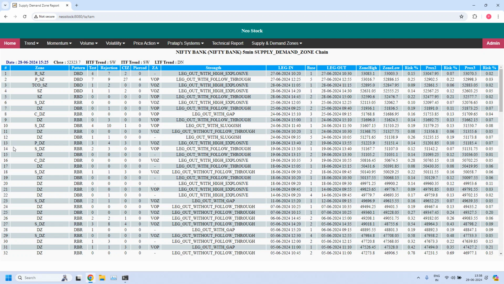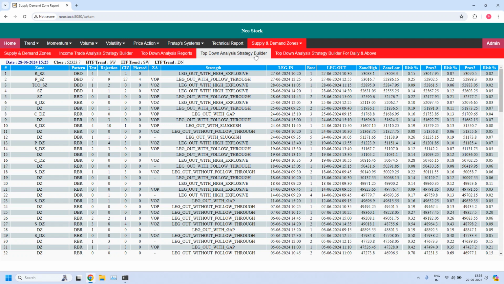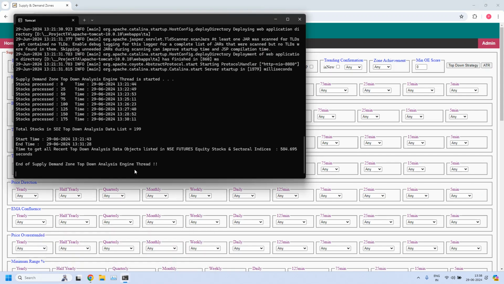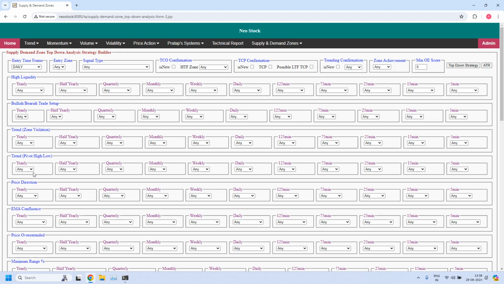Okay, these are the Nifty and Bank Nifty supply demand zone chains. Now let us generate the stocks near demand and supply zones, and also we will identify daily 75 minutes high liquidity zones. Before that, let me check whether processing is completed. Yes, so we have completed the process. Now it is ready to generate the stocks near demand and supply zones and other reports.